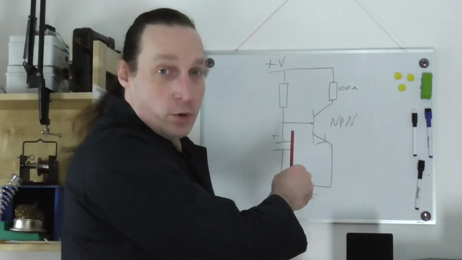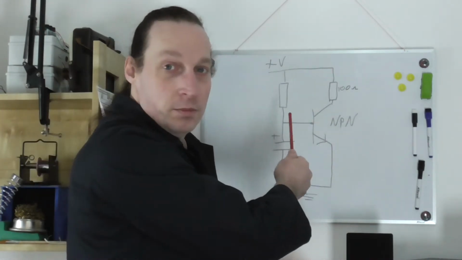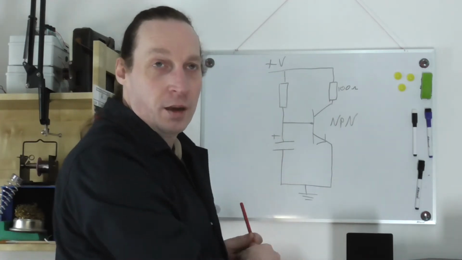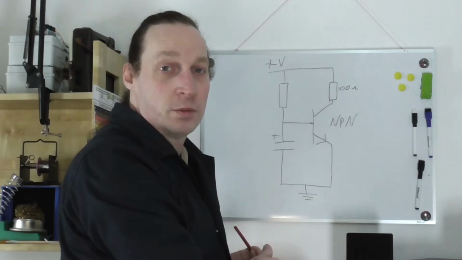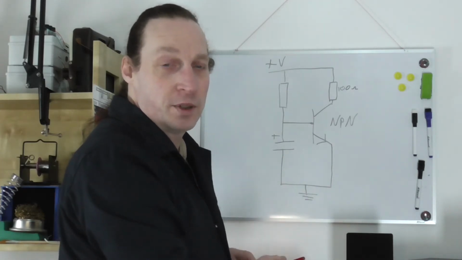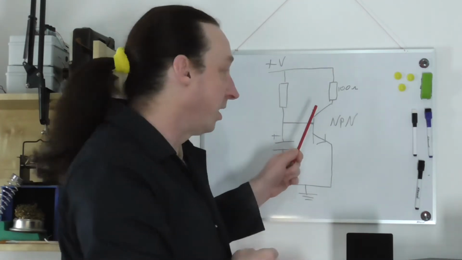I'll do a quick diagram on the whiteboard so you can understand what on earth I'm going on about, and then we'll get onto the workbench and start having a look at it. So here it is on the whiteboard, basic circuit, very very simple. NPN transistor. Probably going to use something like a 2N2222. Everybody knows that one. It's a very simple transistor.